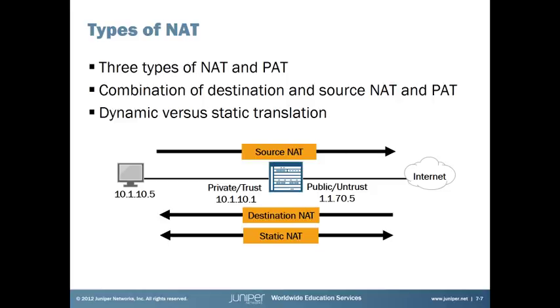Static NATing is where I'm translating one IP address to another IP address. So IP address A is translated to IP address B. That's static NATing. I'm mapping both ways. It's just one to one. It can go either way. Usually it goes both ways actually, one way on the outgoing traffic and back again on the return traffic.